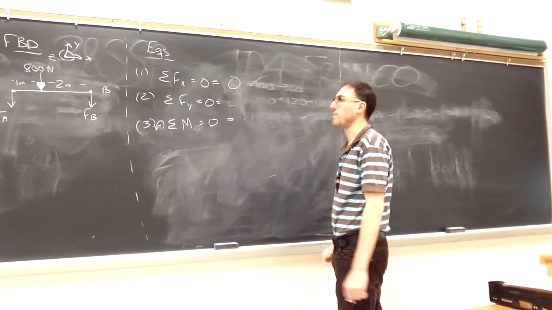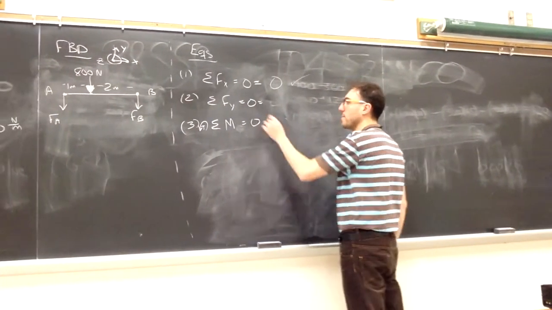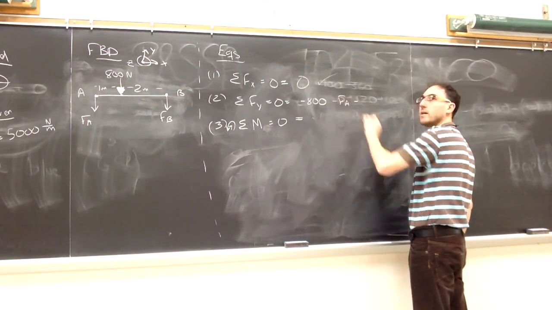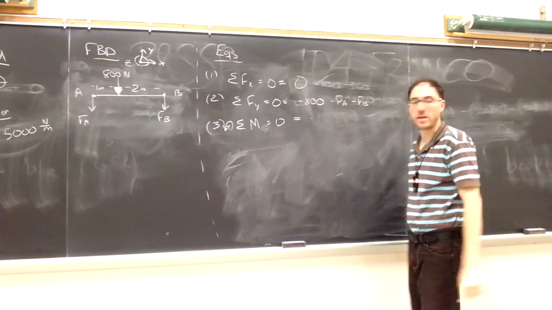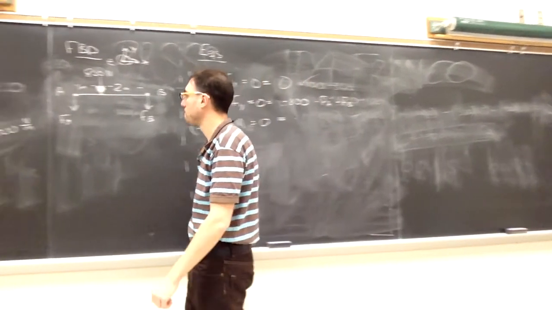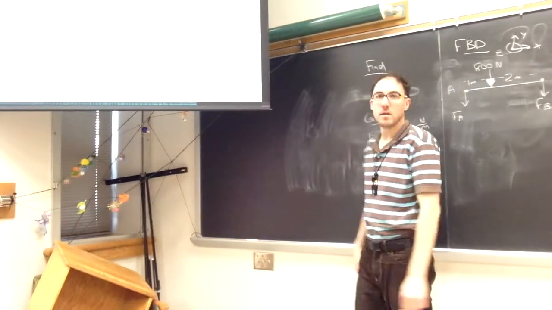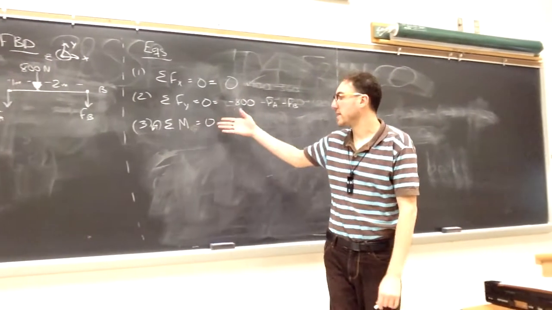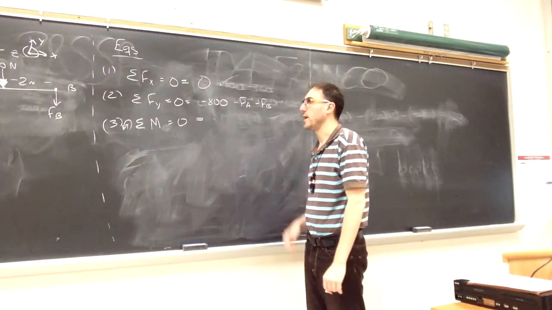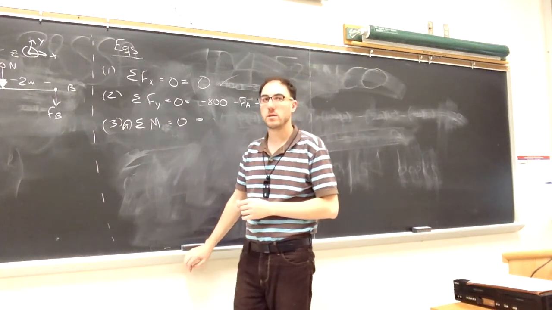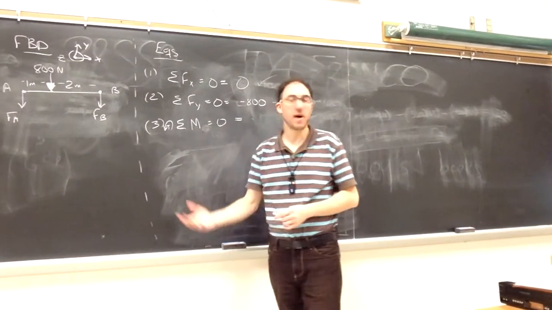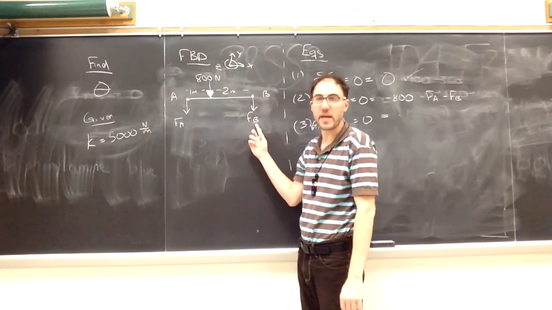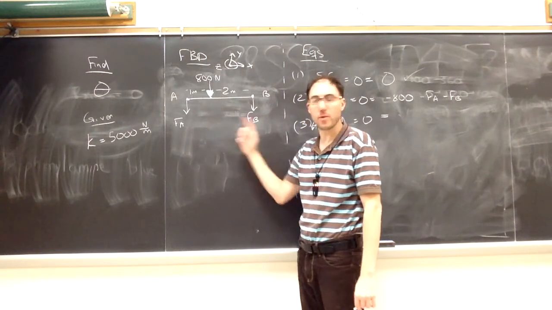Now if I look in the y direction, according to my free body diagram, I'll have a negative 800 minus FA minus FB. So two unknowns for my one equation, and now I can take the sum of moments. Which point should I take the sum of moments about? Right, A is good because it eliminates FA. B would be good because it eliminates FB. So either one, I'll only be left with one unknown.